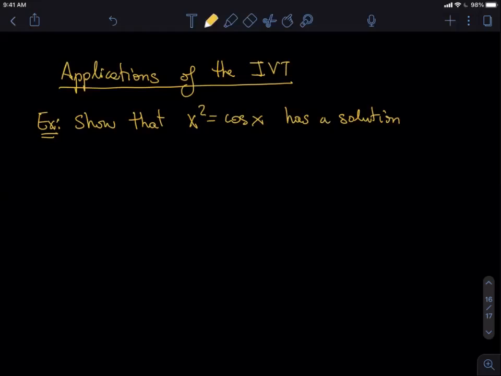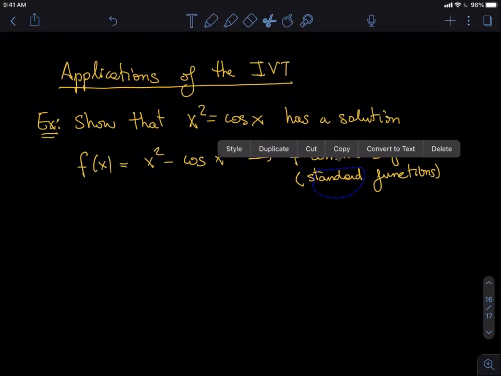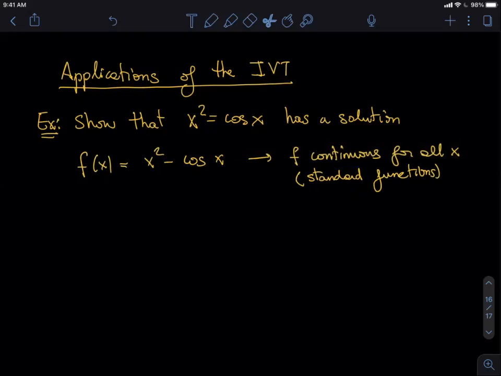But you see, to apply the theorem, you just need to have a function, f of x, which in this case, you can take x squared minus cosine of x. This one actually happens to be continuous for all values of x because the two functions, x squared and the cosine, are standard functions. Okay, when you say it's continuous, you have to give a reason for it. The reason is that they are standard functions, they are polynomials, etc.